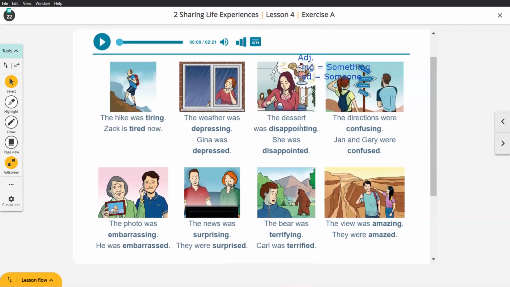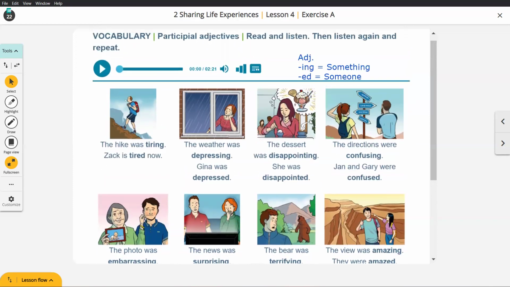Okay, so Liz, what does disappointed mean? Disappointed here means, the dessert was disappointing, she was disappointed. Look at the picture.